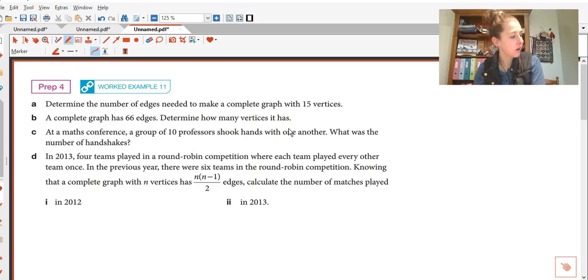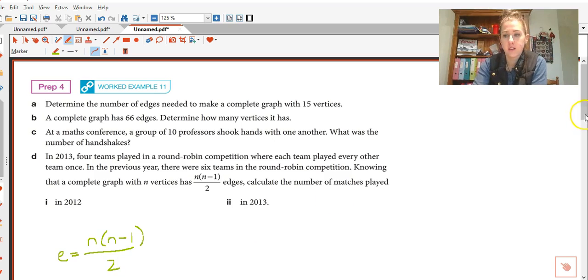Okay, so we're still working on exam prep 10.3 and we're just looking at question 4. So jumping into question A, we're looking at determine the number of edges needed to make a complete graph with 10 vertices. So we come back to this little formula here. So I'm just going to rewrite that. So we're looking for the number of edges. So we're looking for E edges will be equal to n multiplied by n minus 1 all over 2.